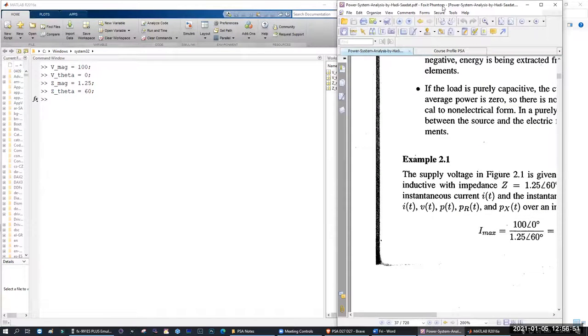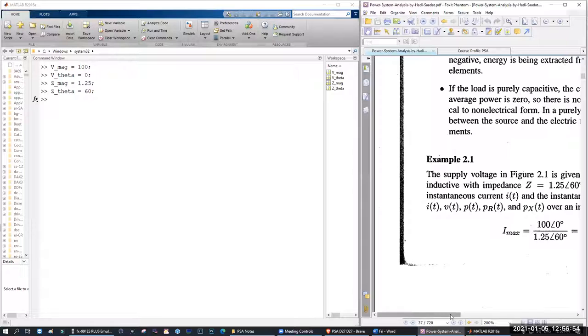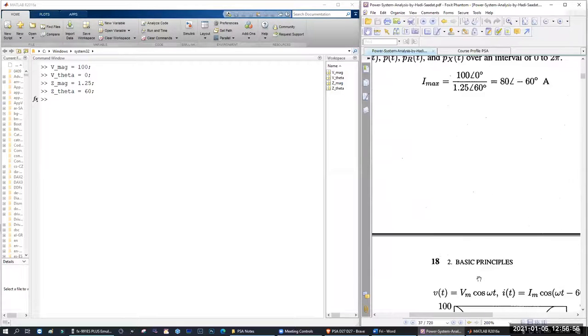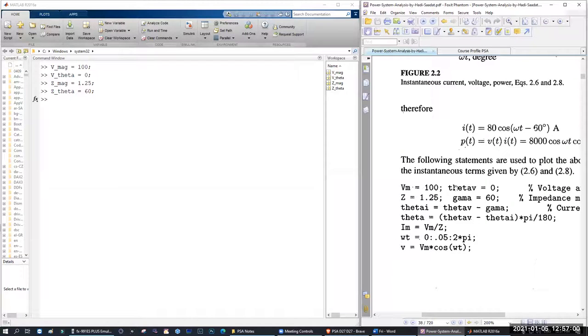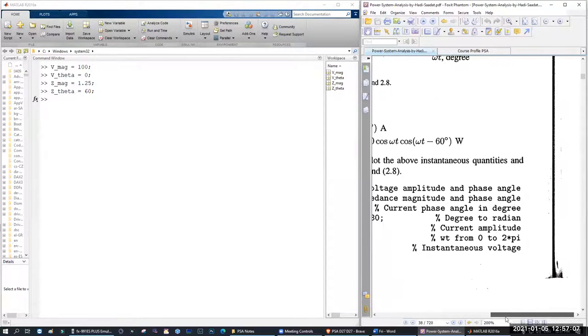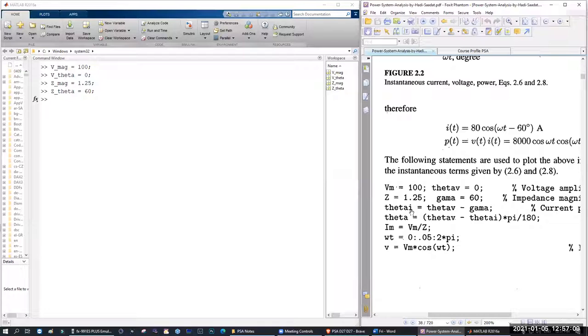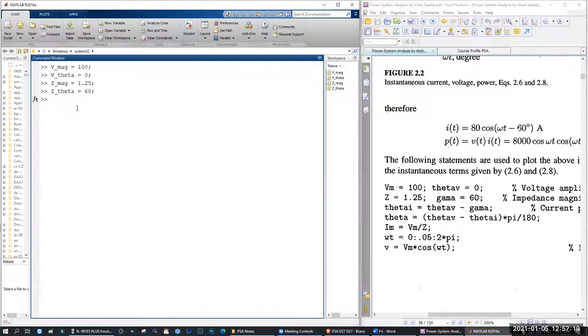So what can we do? We can actually follow our book or we can do it our way. Okay, let's follow the book. There, they have taken the V magnitude, theta, Z magnitude, theta, and the current. They have given a lot of things, but I'm not going to do that. I'm going to do it like this.